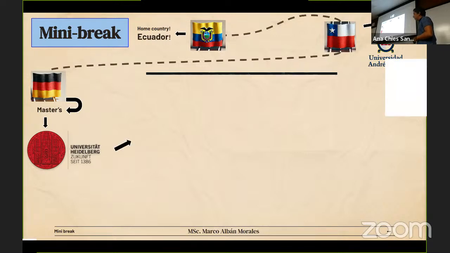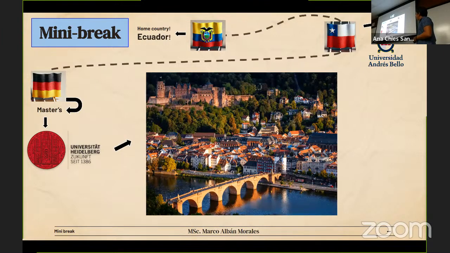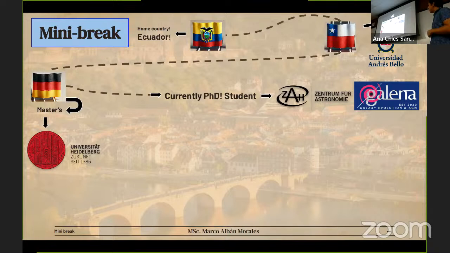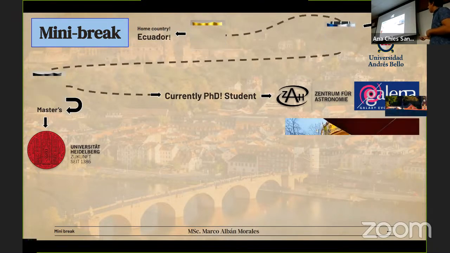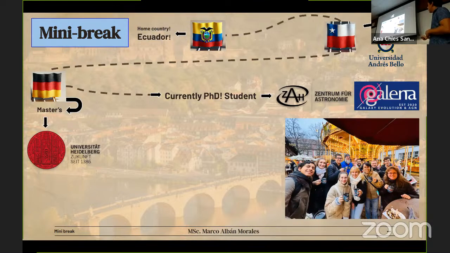This is the city. It's a very beautiful place, very student-friendly. The heart of the city is the university. And later I started my PhD there at the Galaxies Research Group, which is led by Dominika. Here in the center, this is our research group.